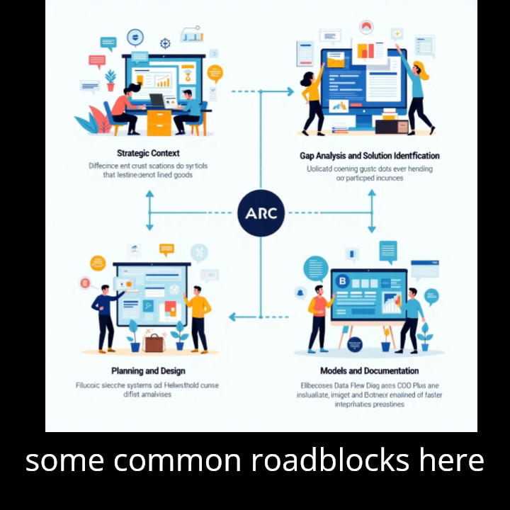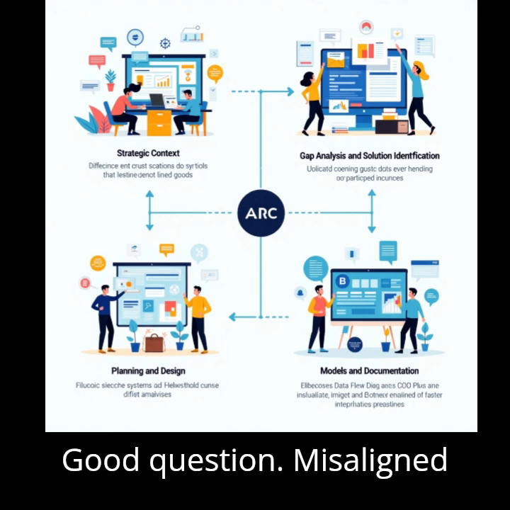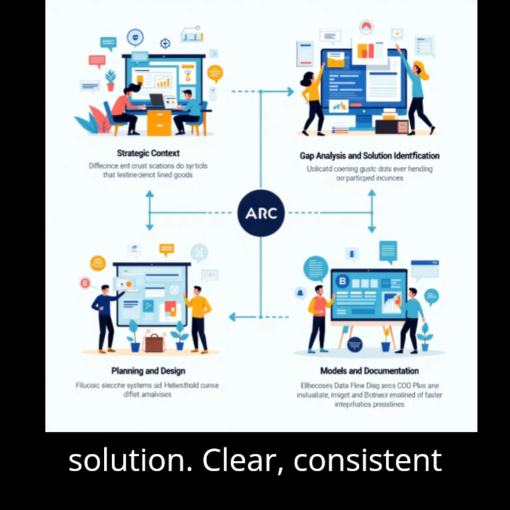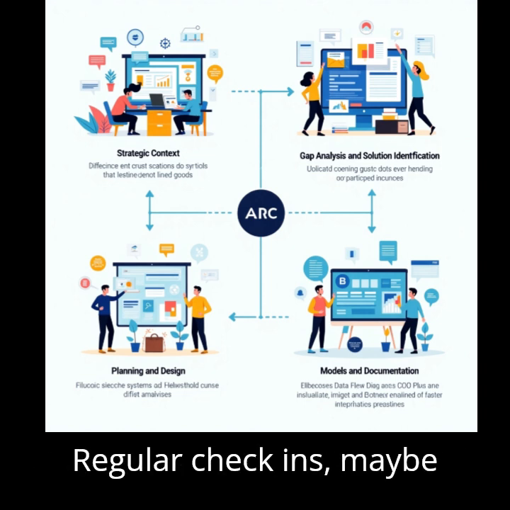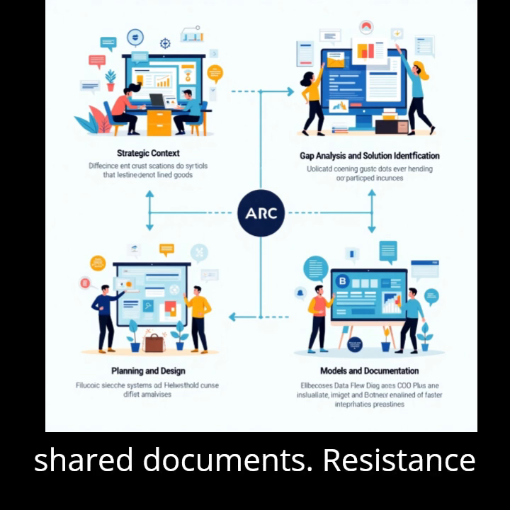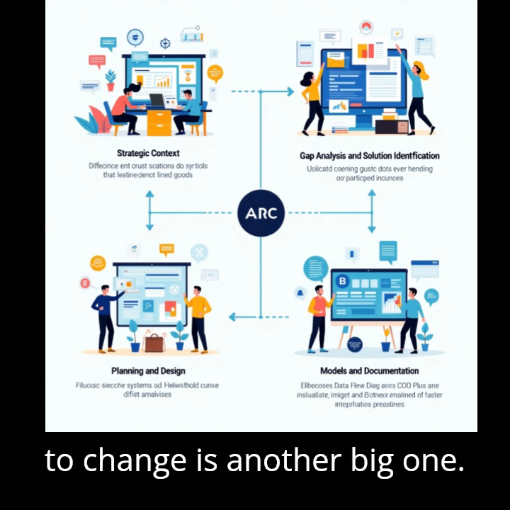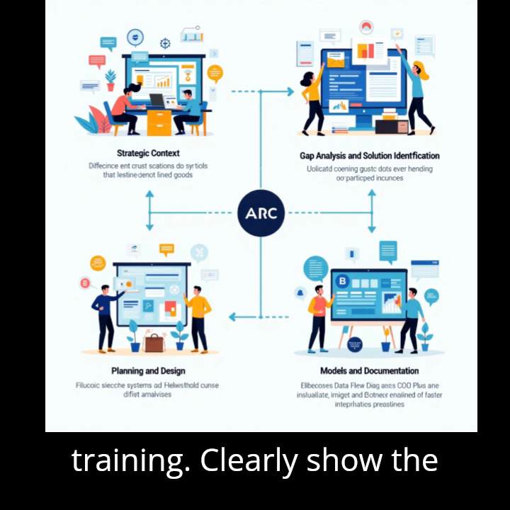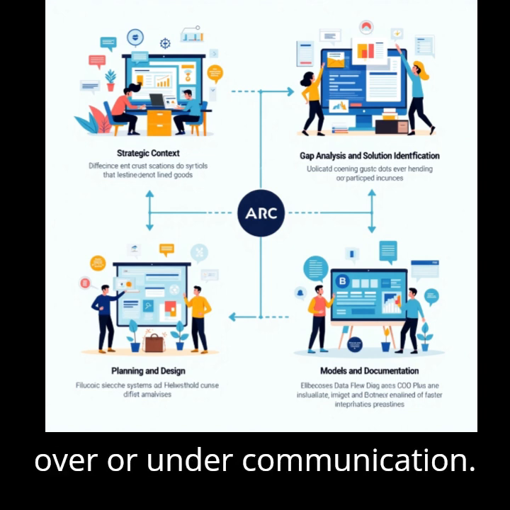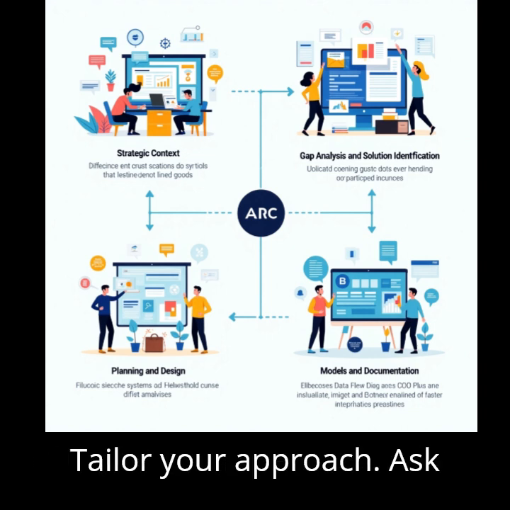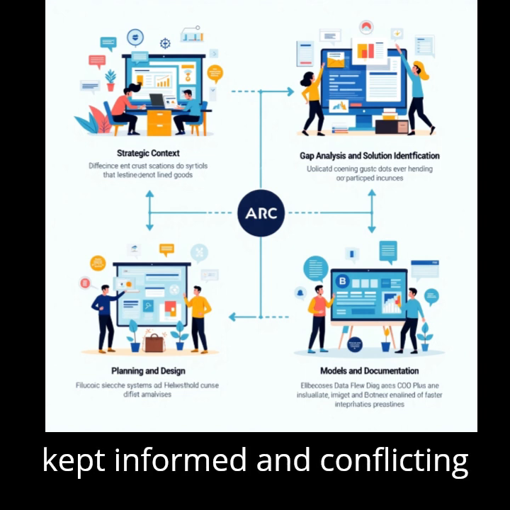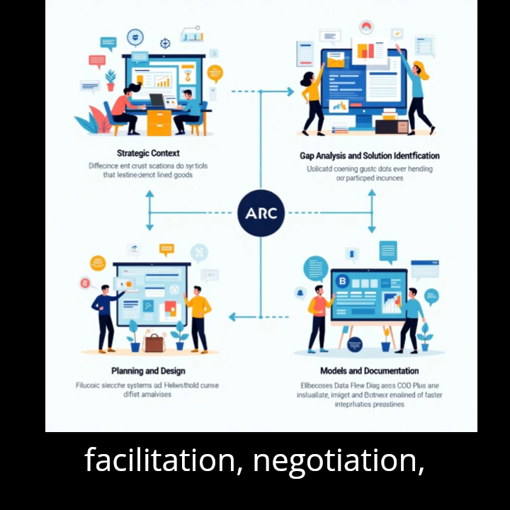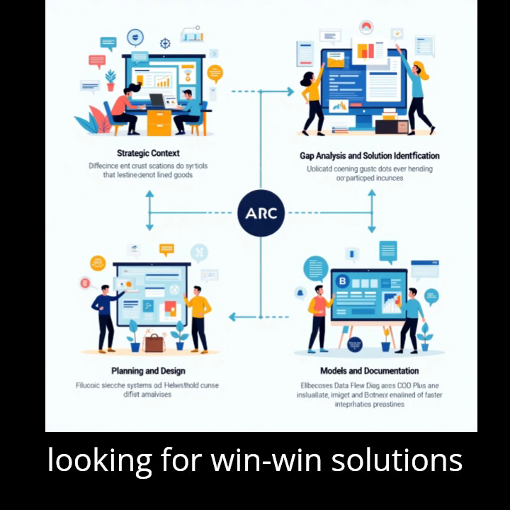It sounds like ongoing relationship management almost. What are some common roadblocks here and how do you get past them? Good question. Misaligned expectations are common. Solution: clear, consistent communication from the start, regular check-ins, maybe shared documents. Resistance to change is another big one. Try to understand why they're resistant, offer support and training, clearly show the benefits. Sometimes you get over or under communication. Tailor your approach, ask people how they prefer to be kept informed. And conflicting interests happen. That requires careful facilitation, negotiation, looking for win-win solutions where possible.